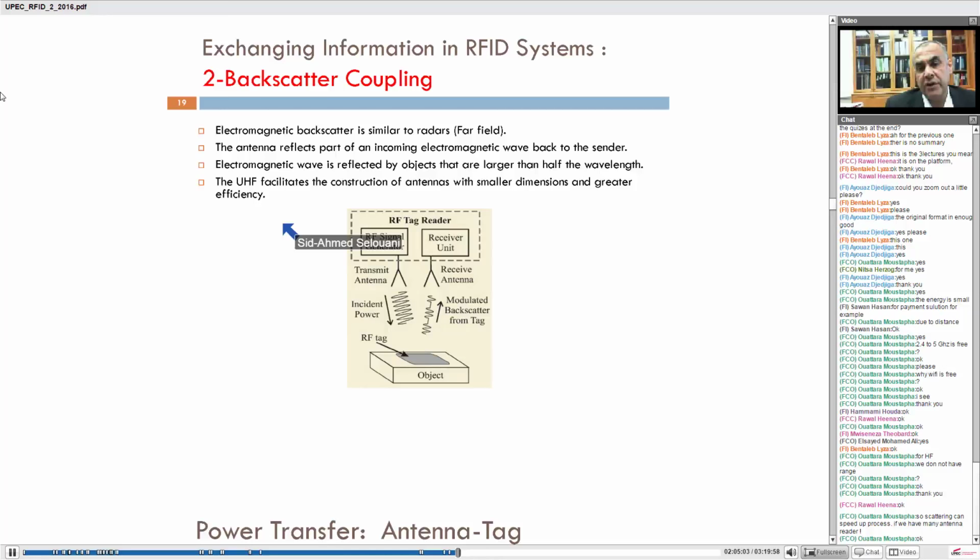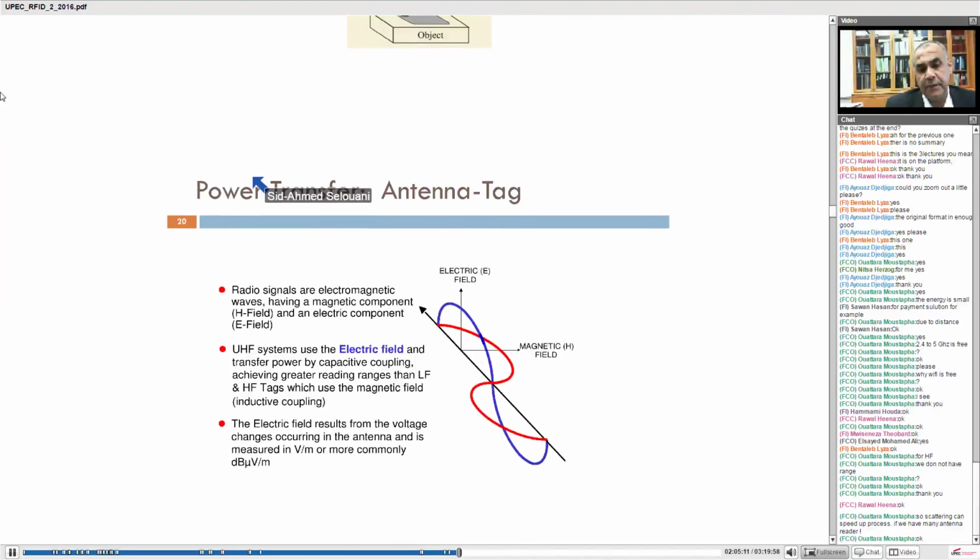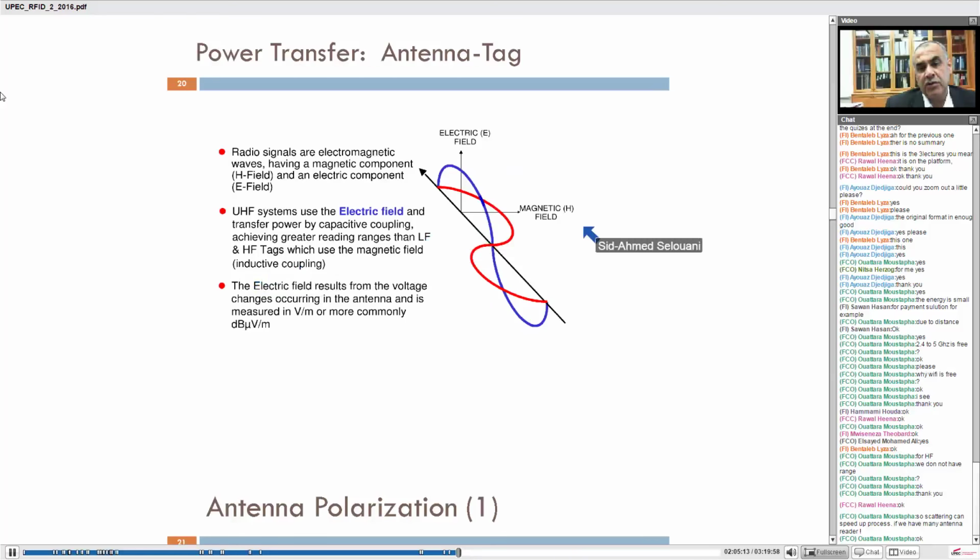Is it okay? So, inductive coupling and backscatter coupling. Inductive coupling is for LF RFID and HF RFID, like passport control and so on. UHF, for warehouse management and so on, and microwave, for control of the cars flow and so on, work by backscatter coupling.